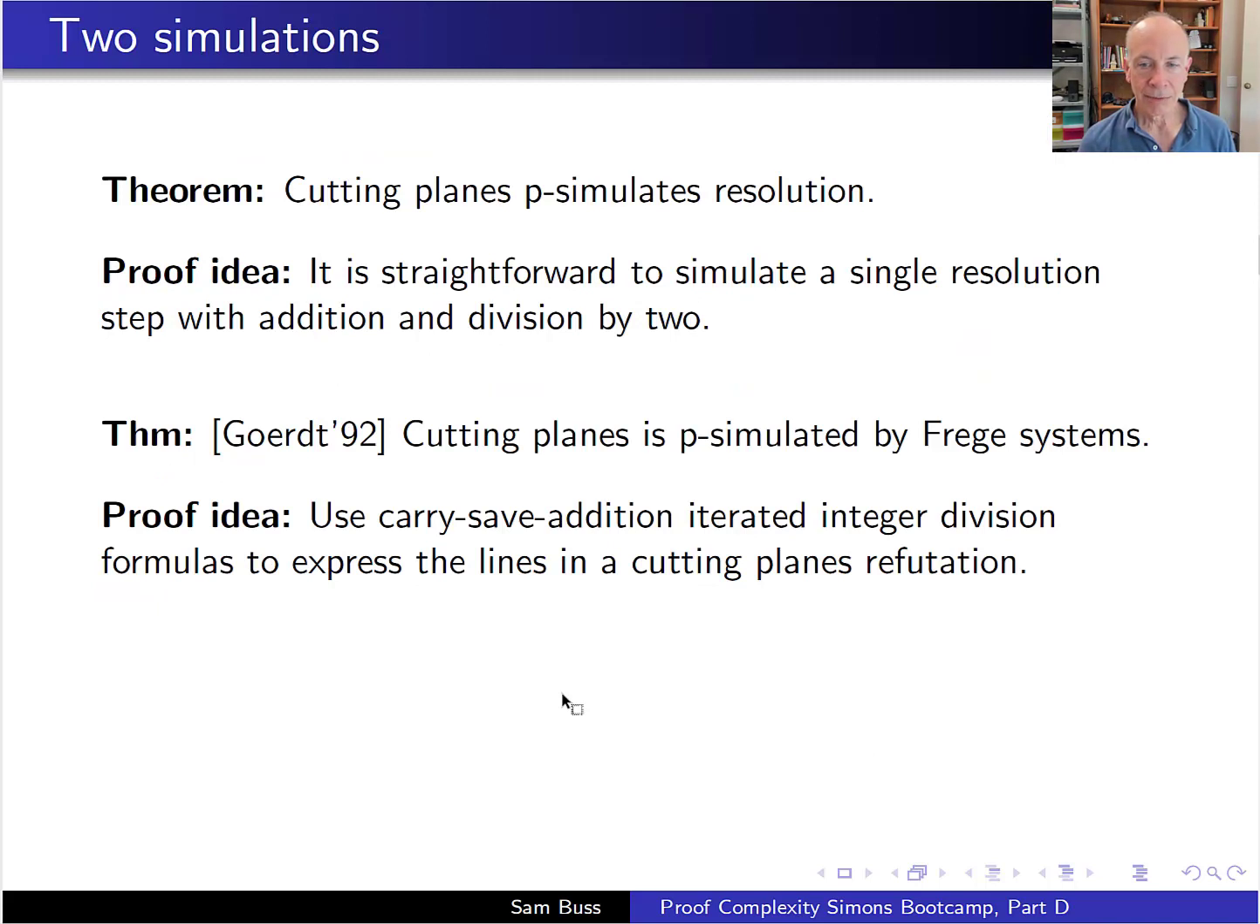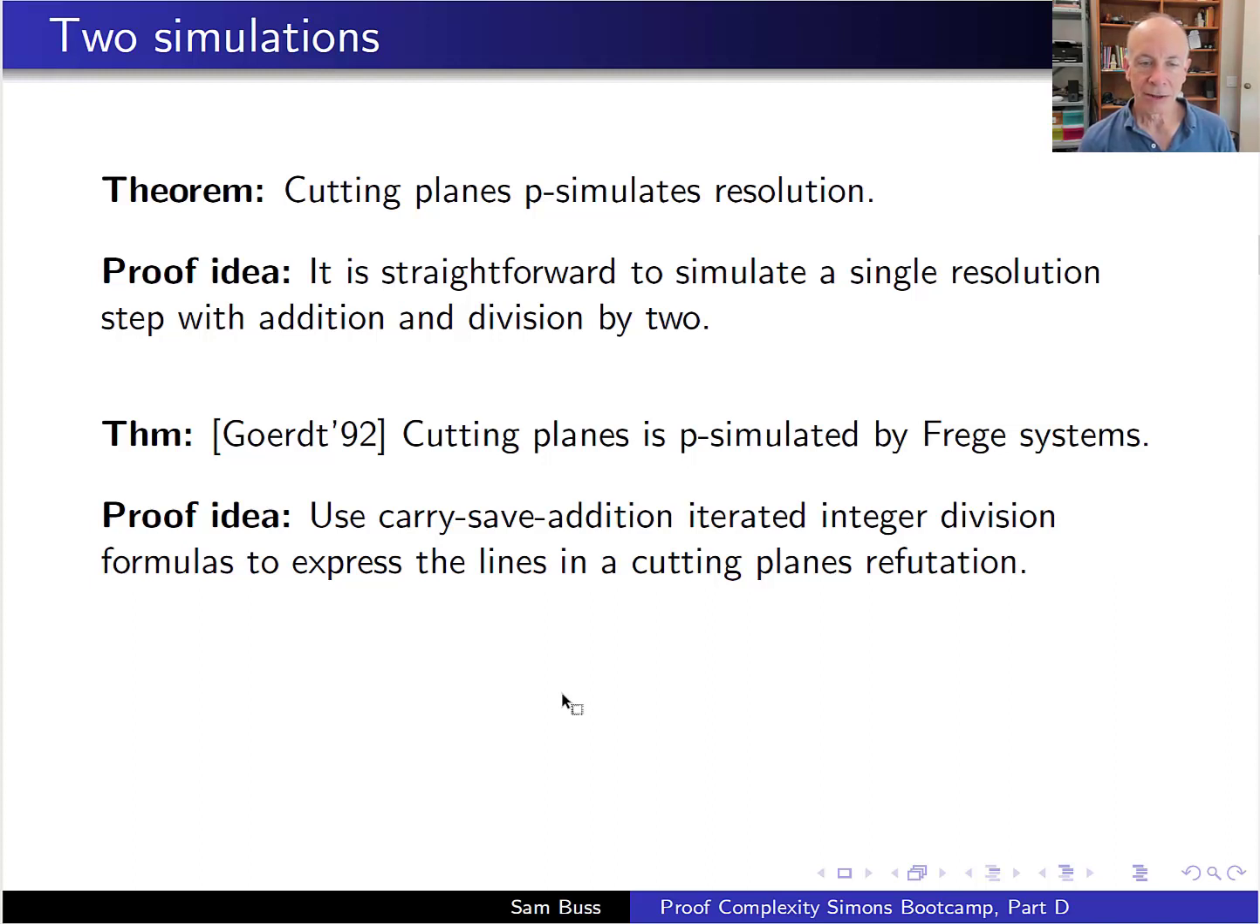On the other hand, we can go the other way to a certain extent. Cutting planes does p-simulate resolution, and the idea for the proof there is that a single resolution step can be easily simulated by using an addition rule and then a division by 2 rule. Actually, perhaps using several addition rules to round things up to 2, and then a division by 2 rule.